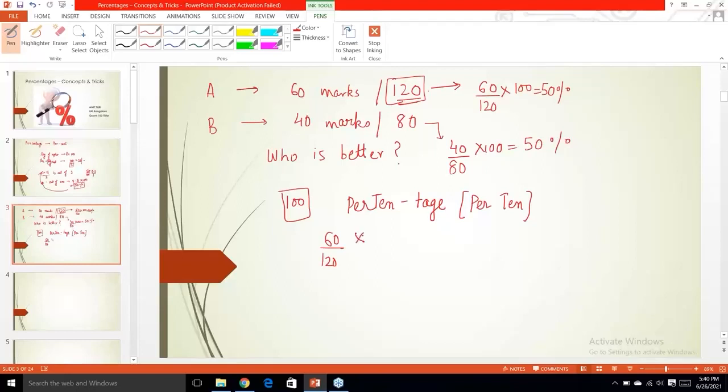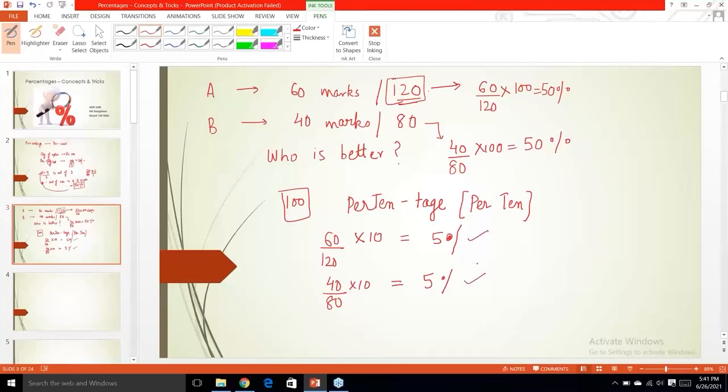If he's scoring 60 out of 120, how many is he scoring out of 10? He's scoring 5 out of 10. If the other person B is scoring 40 out of 80, how many is he scoring out of 10? Again, he's also scoring 5 out of 10. And I could define a new symbol, let's say this is my new symbol. So this is 5 tentage. But the idea is again very similar. You arrived at a similar conclusion, that both of them have fared equally well in the examination.